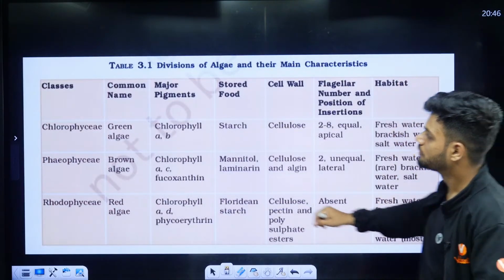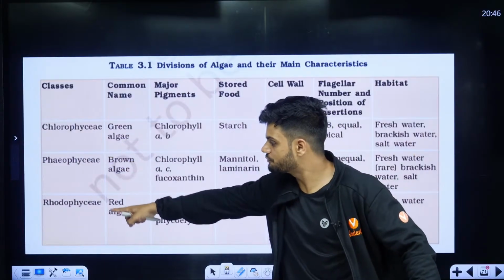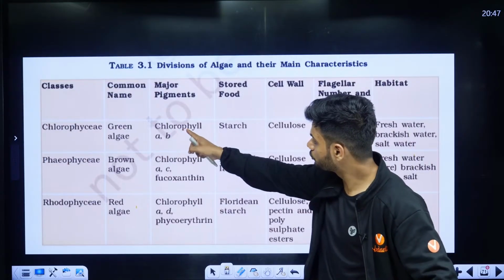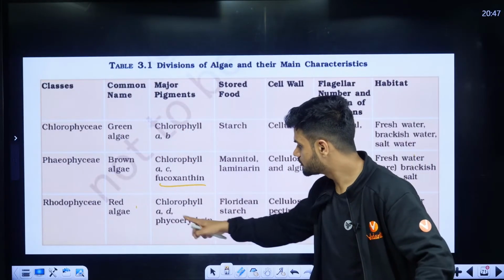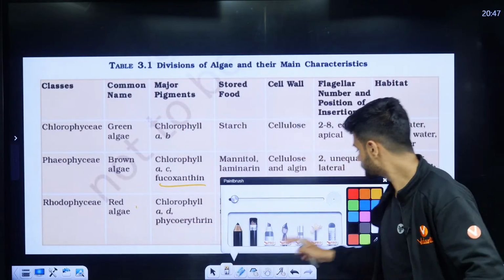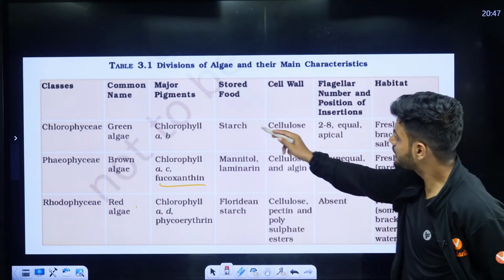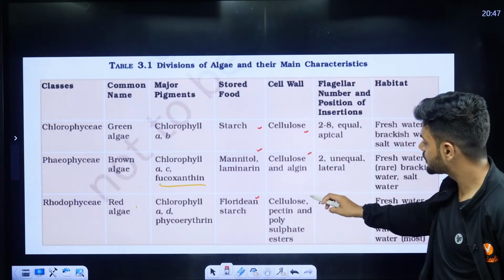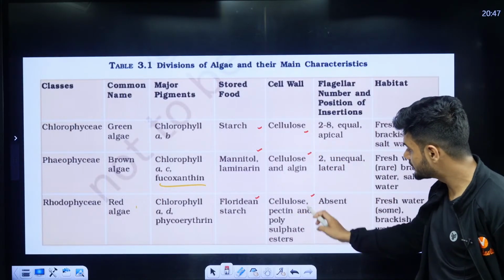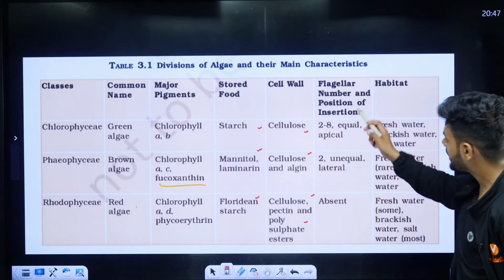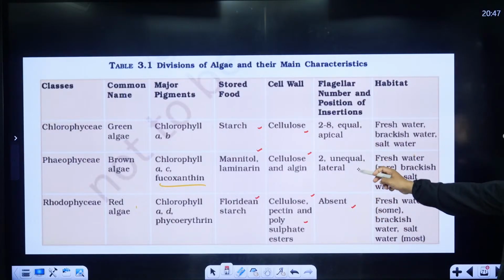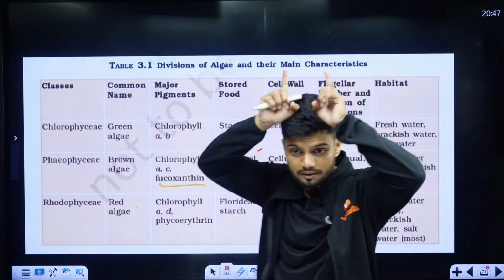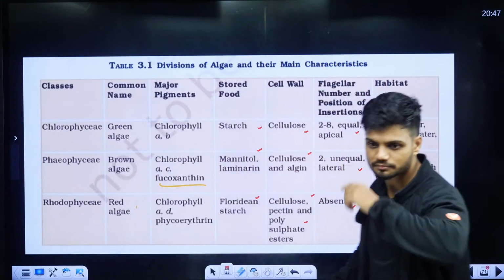Students, now here also see all the information. Chlorophyceae, Phaeophyceae, Rhodophyceae: green, brown, red. Chlorophyll a, chlorophyll b, fucoxanthin, phycoerythrin are the pigments here. Starch, mannitol, laminarin, Floridean starch; cellulose, cellulose and algin, cellulose plus pectin and polysulfate esters. Flagella is absent here. Equal and lateral, unequal and lateral, equal, apical and 2 to 8. Look, students, here apical.